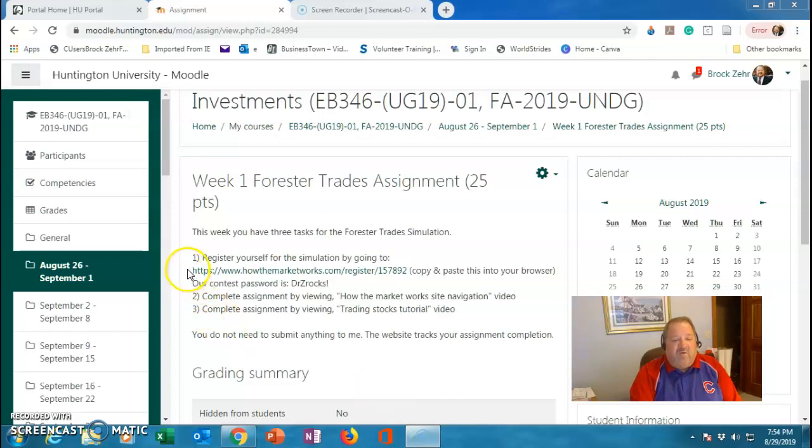So the first thing you'll want to do is copy and paste this link into your browser to set up your account for the contest, and the password for the game is Dr. Z Rocks. Then you have 2 Forrester Trades assignments this week. Both are viewing 2 different videos. You'll do that within the website, and once you complete that, it will show that you have viewed the videos.